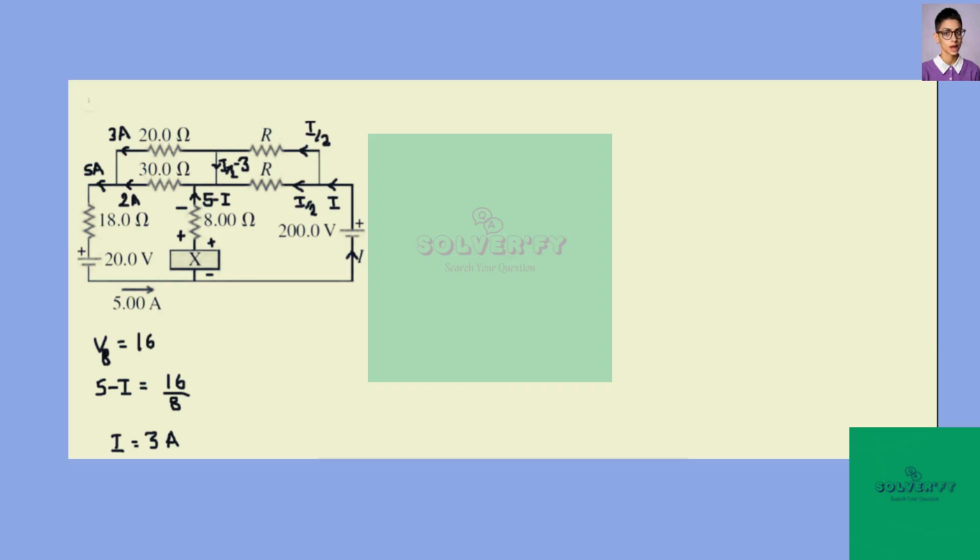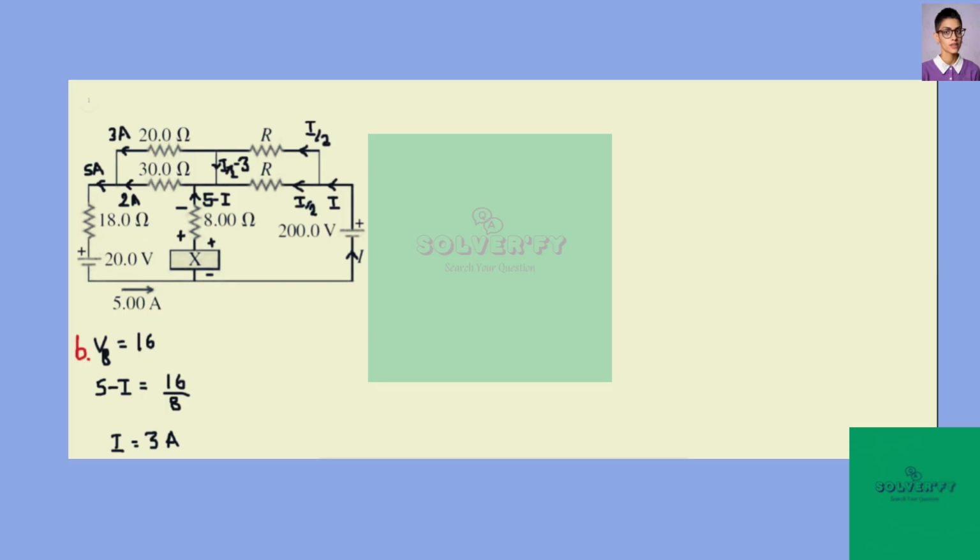We are already done with part B of the question. Without doing anything, we are done with part B, which asks us to calculate the current I flowing through the 200 volt battery. Okay, so we're done with part B.